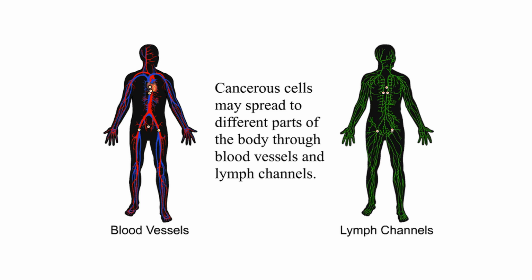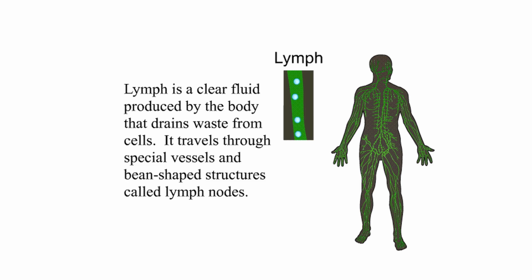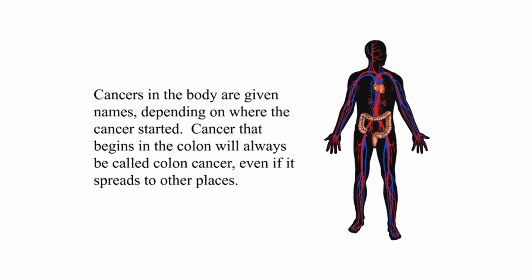Cancerous cells may spread to different parts of the body through blood vessels and lymph channels. Lymph is a clear fluid produced by the body that drains waste from cells. It travels through special vessels and bean-shaped structures called lymph nodes. Cancer treatments are used to kill or control abnormally growing cancerous cells. Cancers in the body are given names depending on where the cancer started. Cancer that begins in the colon will always be called colon cancer, even if it spreads to other places.